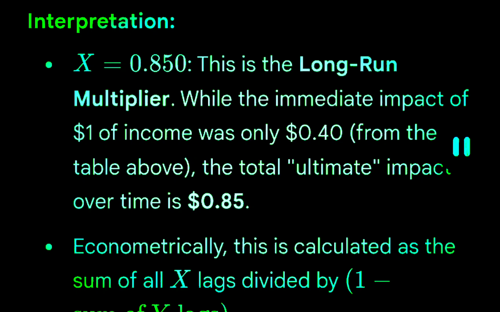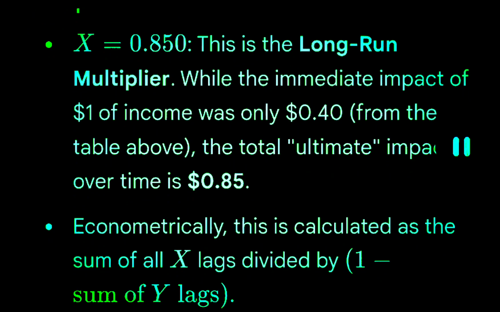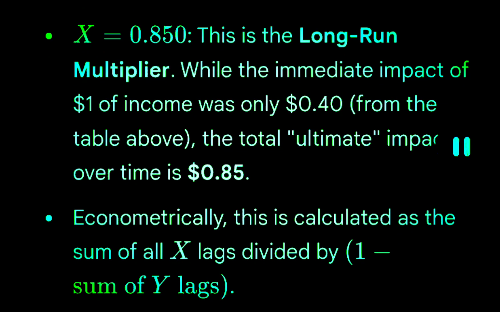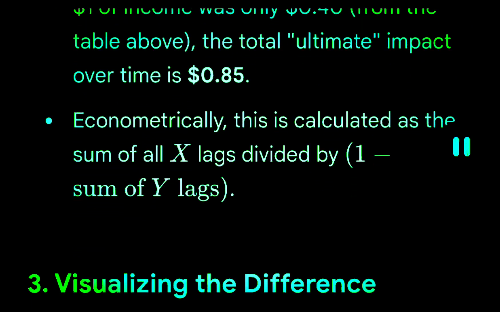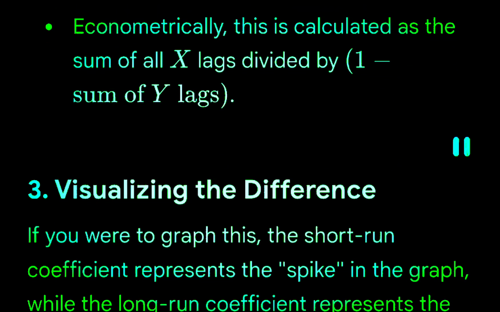This is the long-run multiplier. While the immediate impact of $1 of income was only 40 cents, from the table above, the total ultimate impact over time is 85 cents. Econometrically, this is calculated as the sum of all X lags divided by 1 minus the sum of Y lags.